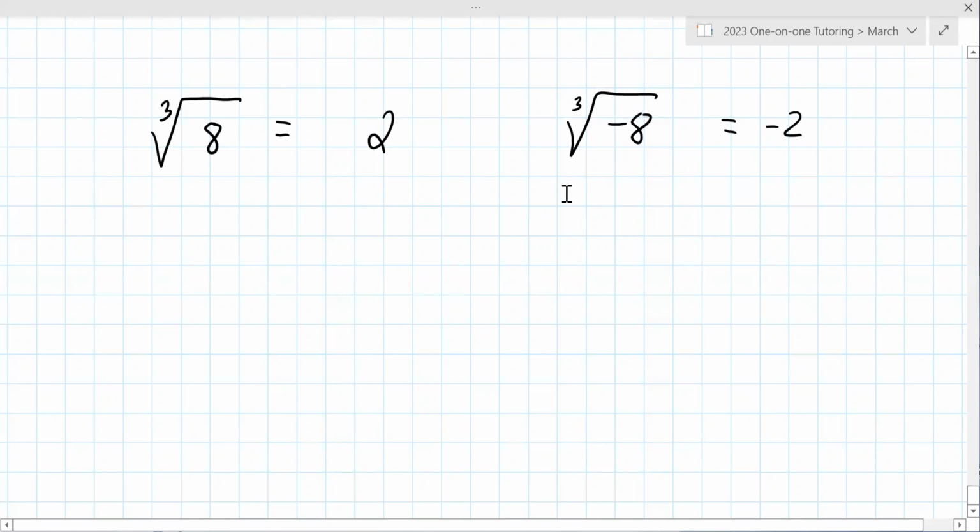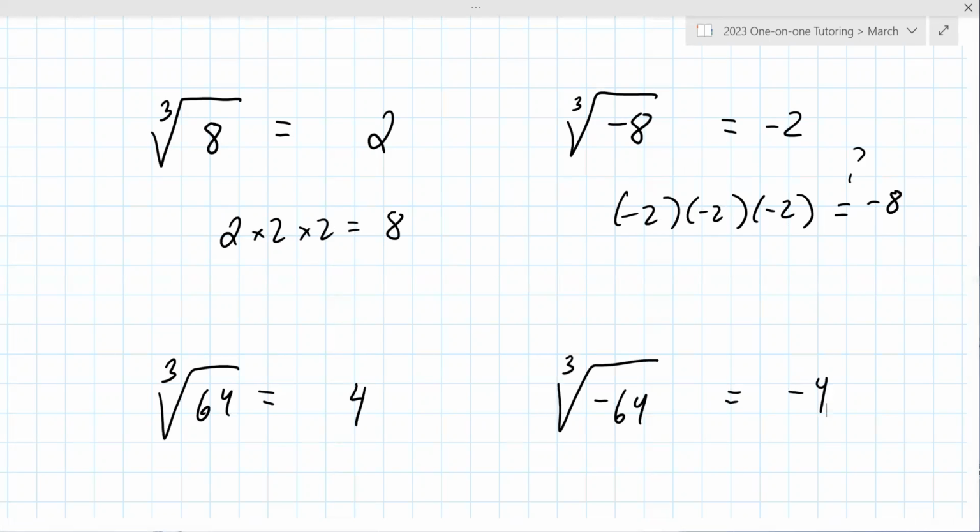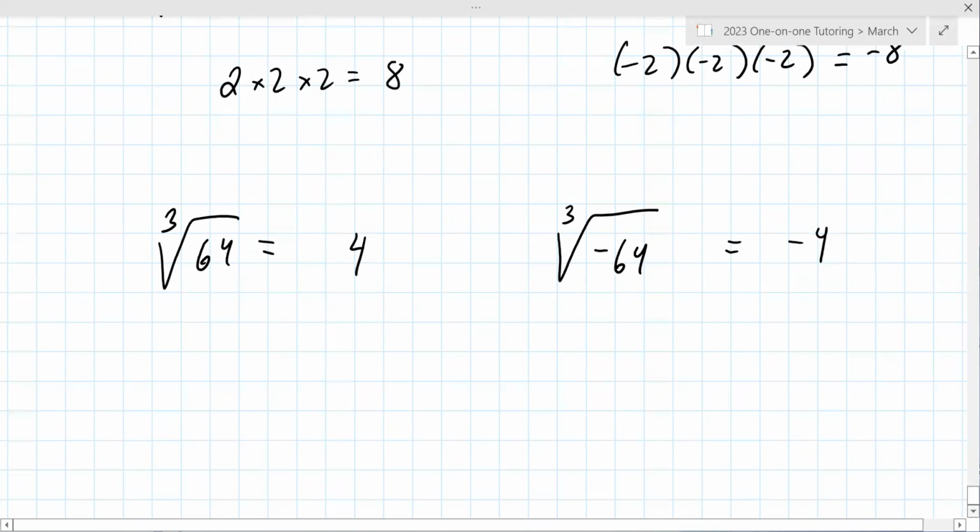Why does that work? Obviously 2 times 2 times 2 is 8. Is -2 times -2 times -2 equal to -8? Yes, it is. How about the cube root of 64? We know that's 4. Is the cube root of -64 equal to -4? Yes, it is. So here's a problem for you, or one you might even have there. What's the cube root of -729? It would be -9.